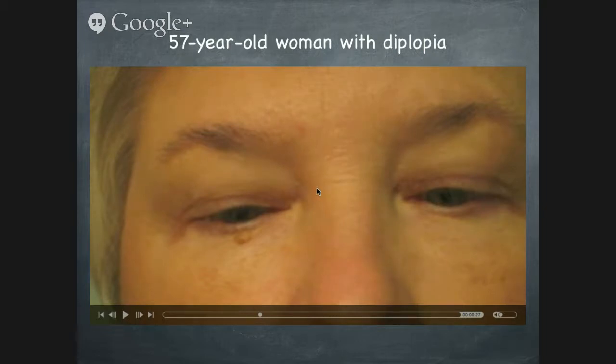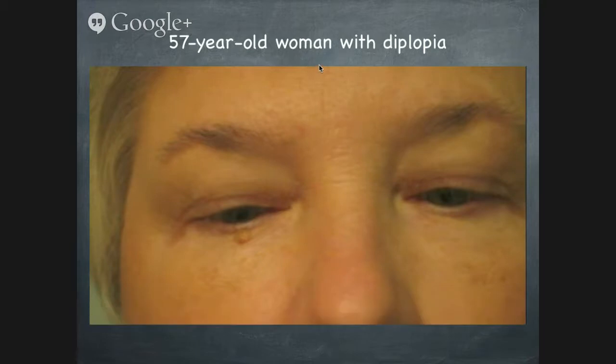How do we finesse this? Yeah, Maddox rod or alternate cover testing to just see if she has a misalignment. Because we did eye movements, and she didn't vary the sclera, but you're not really going to stake your whole reputation on whether that's going to vary the sclera. So you want more than that. So you want some kind of alignment testing, like Maddox rod or alternate cover.